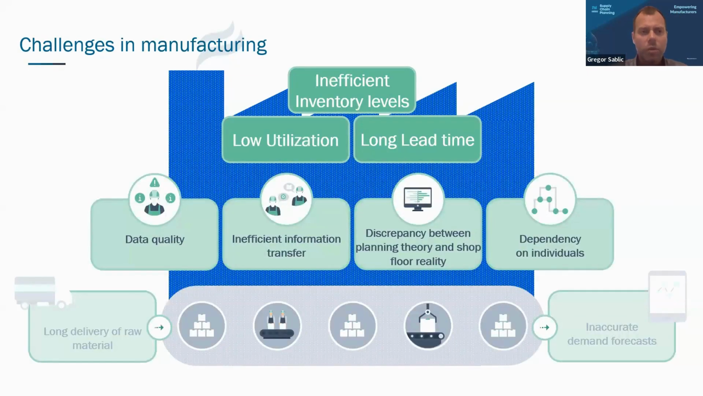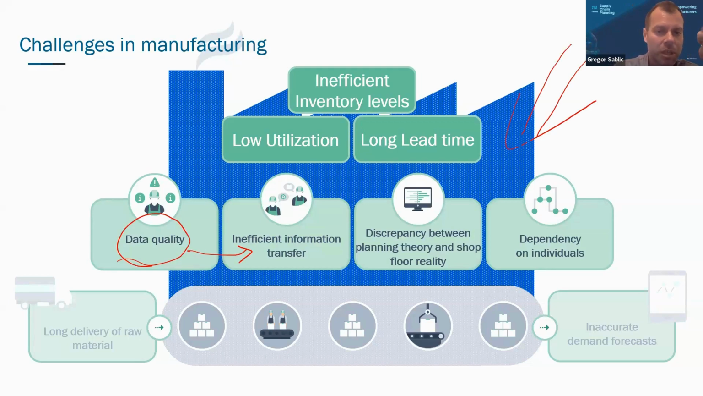If we now just focus more on challenges in manufacturing, which are actually the background for our digital twin, they are practically present in every manufacturing company. So I'm talking now more about company internal challenges, and one is certainly data accuracy as well as data quality, which results in inefficient information transfer between different departments and different teams.